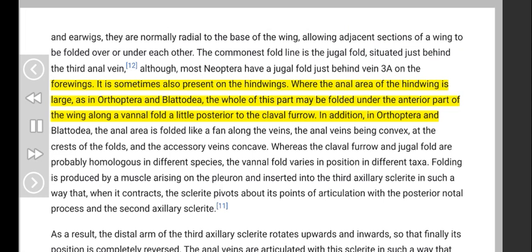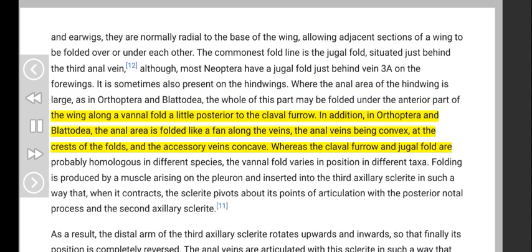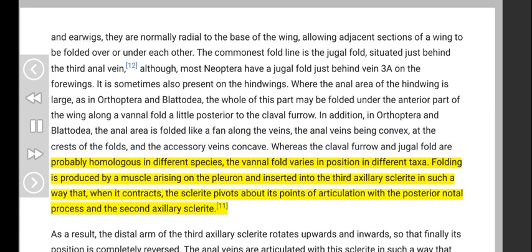Where the anal area of the hindwing is large, as in Orthoptera and Blattodea, the whole of this part may be folded under the anterior part of the wing along a vannal fold a little posterior to the claval furrow. In addition, in Orthoptera and Blattodea, the anal area is folded like a fan along the veins, the anal veins being convex, at the crests of the folds, and the accessory veins concave. Whereas the claval furrow and jugal fold are probably homologous in different species, the vannal fold varies in position in different taxa.